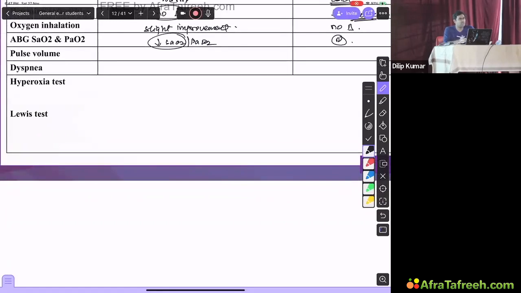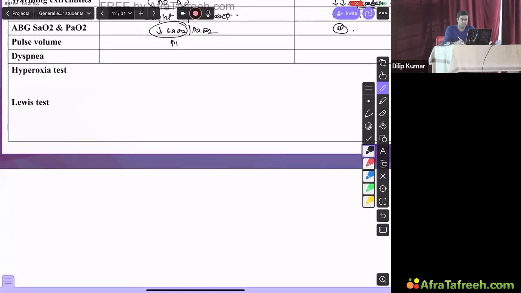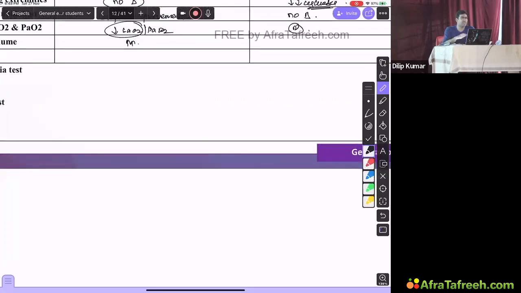So ABG will not show any abnormality. Saturation and all will be normal only. And pulse volume will be high in central cyanosis. That is because of hyperdynamic circulation, hypoxemia. Generally, not always, but pulse volume will be high, especially if it's a cyanotic congenital heart disease. Whereas in peripheral cyanosis the pulse volume will be generally low. Why? That is because of vasoconstriction and reduced, sluggish blood flow. Your pulse volume will be a little low.